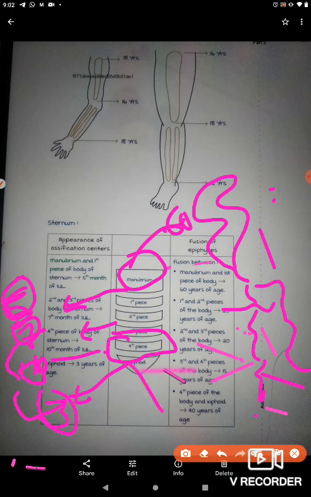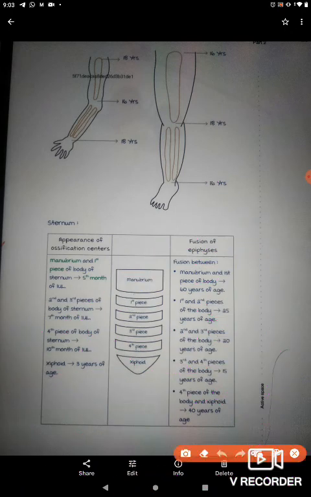Manubrium fuses at 60, xiphoid fuses at 40. For the rest, between the third and fourth piece it is 15, between the second and third it is 20, and between the first and second piece it is 25.